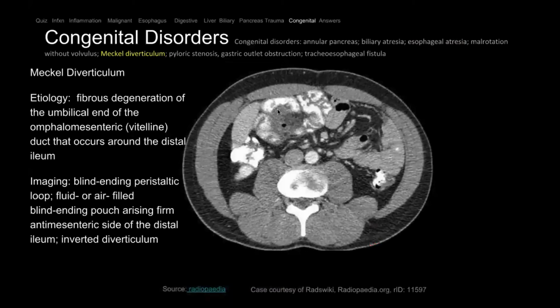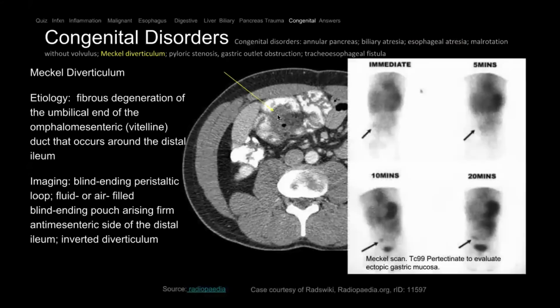This is a Meckel's diverticulum, which is a diverticulum of the ileum. It's a congenital remnant from a communication. So the Meckel's diverticulum is a congenital diverticulum from a remnant of the omphalomesenteric duct, also called the vitelline duct or the yolk stalk.